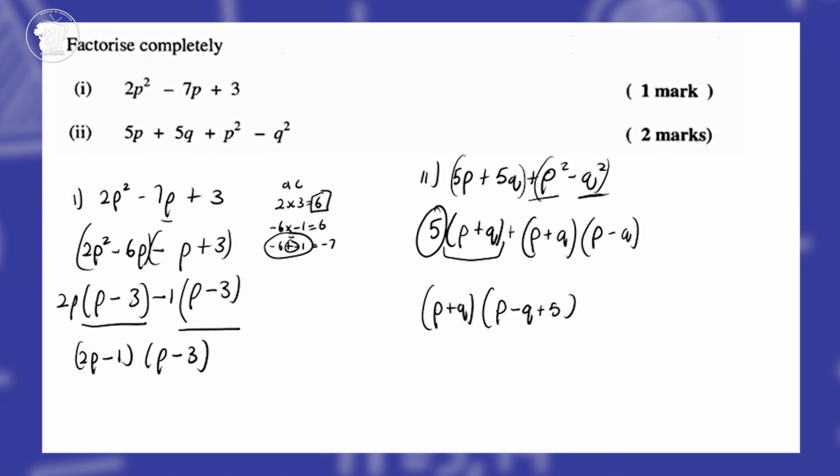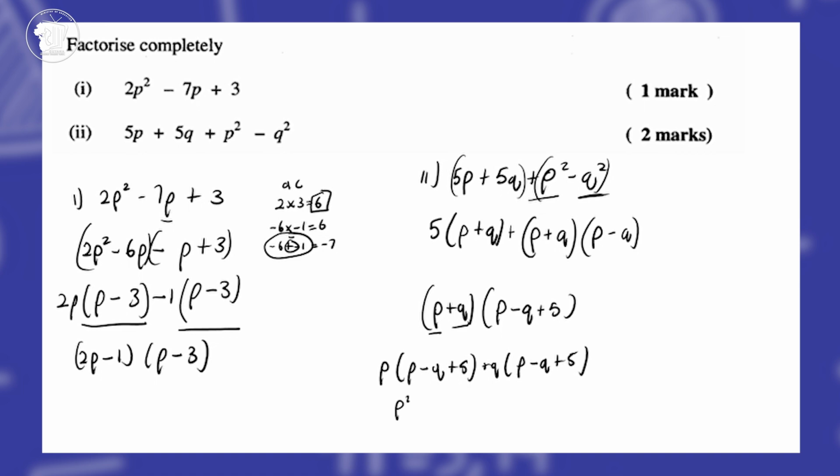And here's the thing, how can we be sure that we factorize this correctly? So what we can do, we can use a distributive law, and we should get back what we have at the top here. So let's do, so this will be, take the first piece, this will be P multiplied by P minus Q plus 5, and then this will be plus Q multiplied by everything in that bracket, which will be P minus Q plus 5.